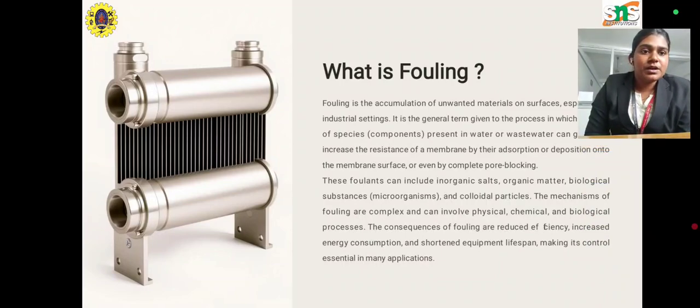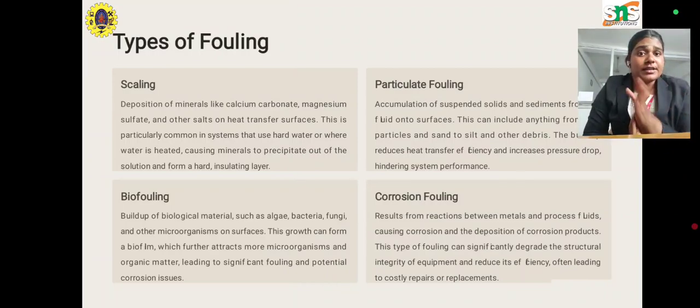So these foulants can include inorganic salts, organic matter, biological substances, that is microorganisms, and colloidal particles. The mechanisms of fouling are complex and can involve physical, chemical, and biological processes. The consequences of fouling are reduced efficiency, increased energy consumption, and shortened equipment lifespan, making its control essential in many equipments. So first of all, we shall see about the types of fouling.